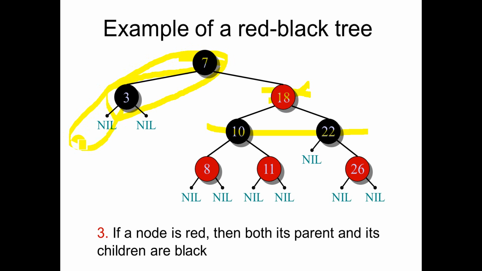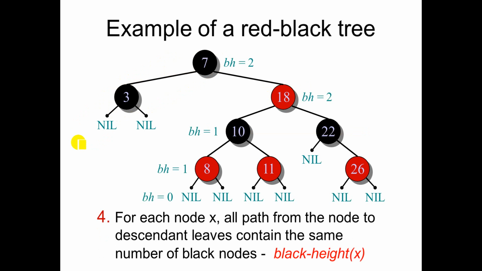One point I want to tell you, there should not be any consecutive red nodes, but there can be consecutive black nodes. So why consecutive black nodes? We will come to know in the next slide. So let us move on to the next slide, that is property 4.